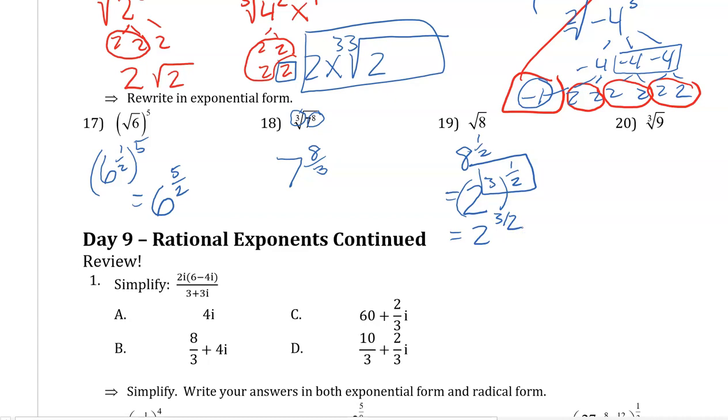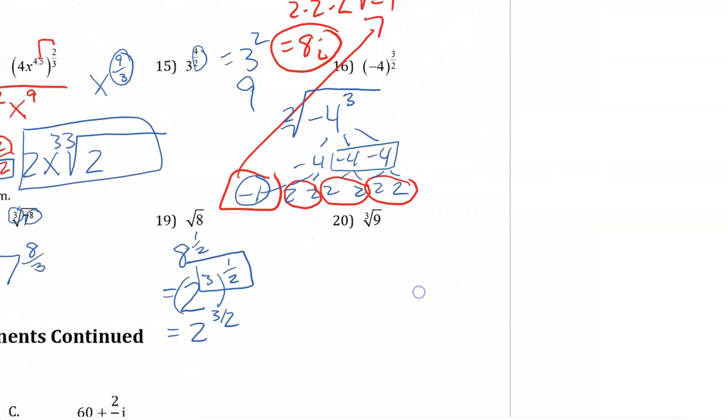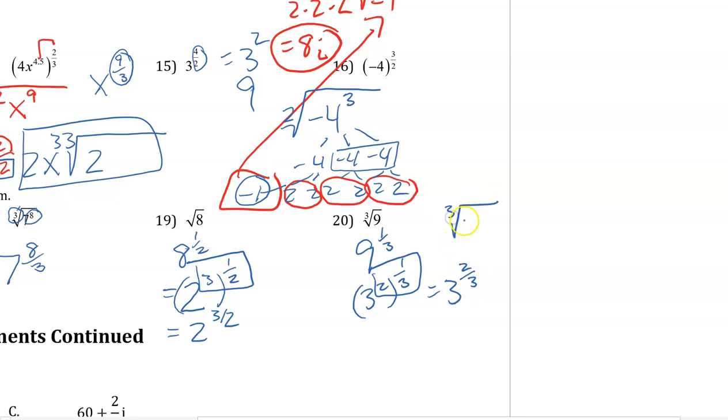And last one, number 20. Cube root of 9, which we could rewrite as 9 to the 1/3 power. It's totally acceptable. Or we can recognize that 9 is really 3 squared. So 3 squared to the 1/3 power. We multiply our powers together, and that's 3 to the 2/3. We could have also looked at it as the cube root of 3 squared, and that would get us to 3 to the 2/3 as well.